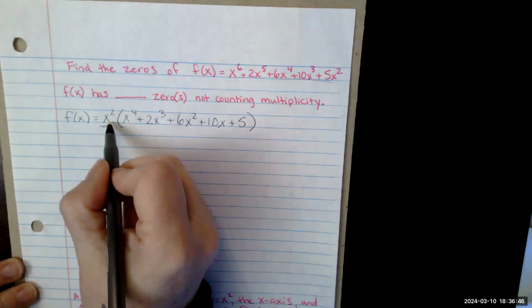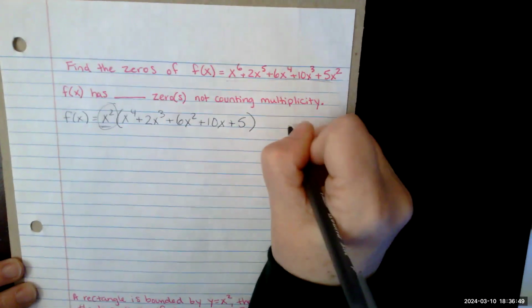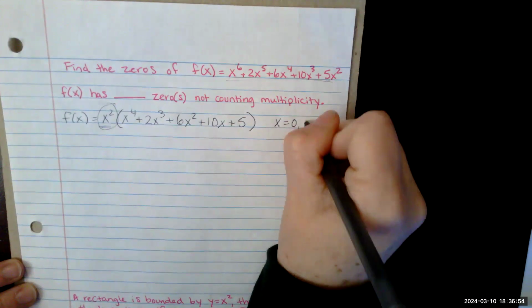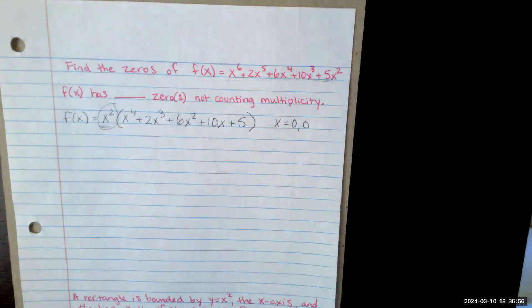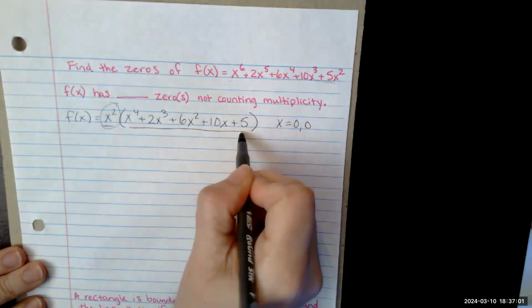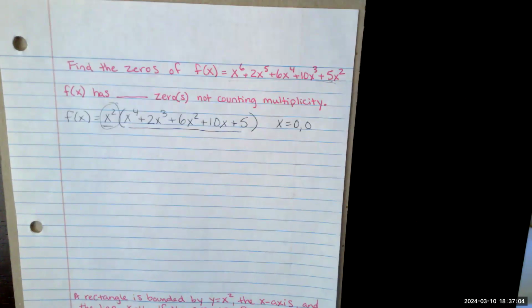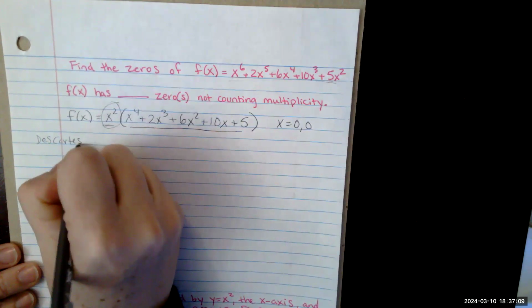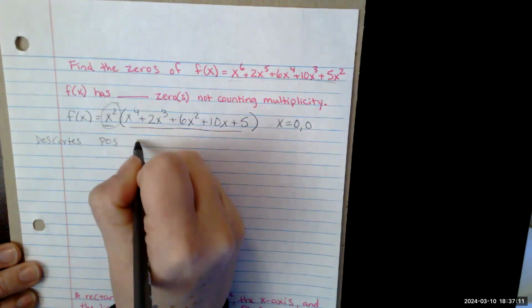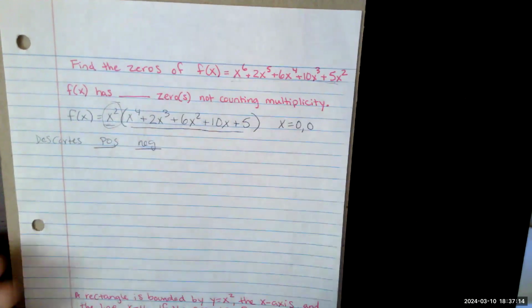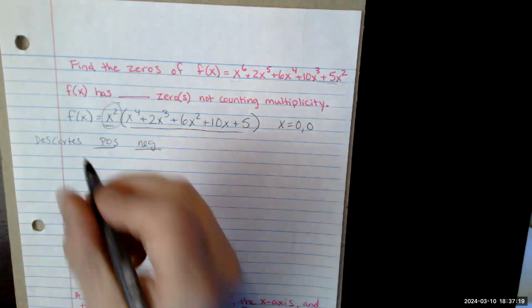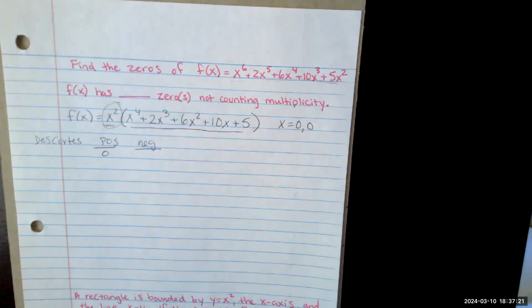Okay, so I already know some of my zeros. Because of this x squared, I know 0 is an answer, and I know that it happens twice. So I really know 2 of my zeros, and I know that I'm looking for 6. So now I'm basically focusing on this and trying to find the rest of them. So I'm going to start with Descartes' rule. How many positive and how many negative zeros do I possibly have? So first, how many sign changes? None. So there are no positive zeros.